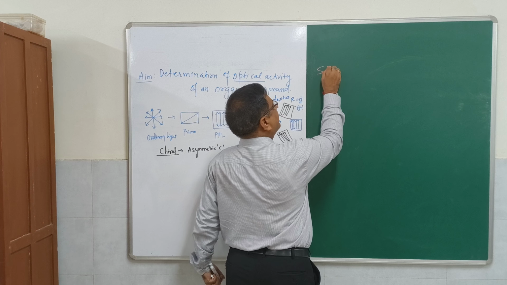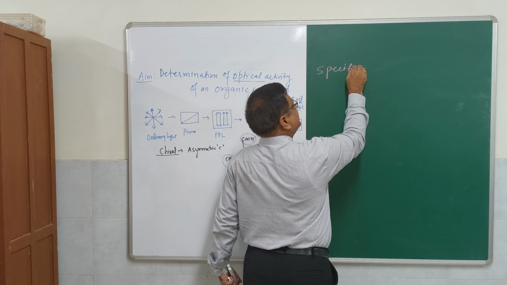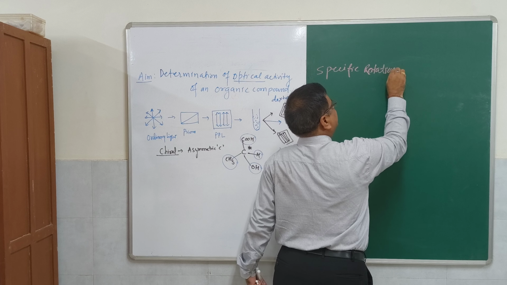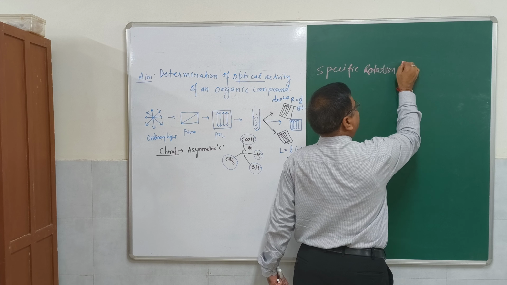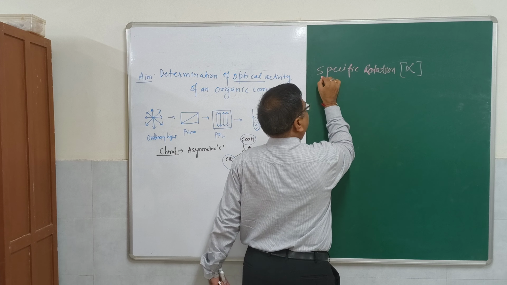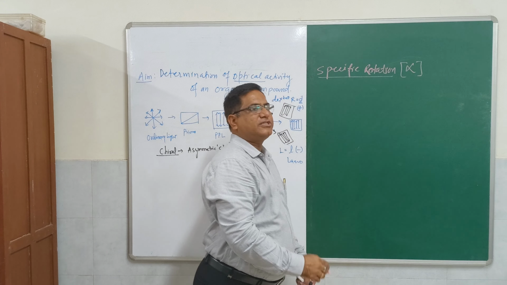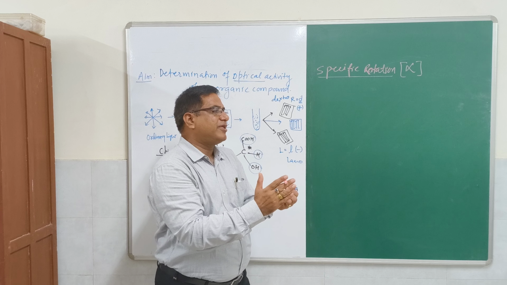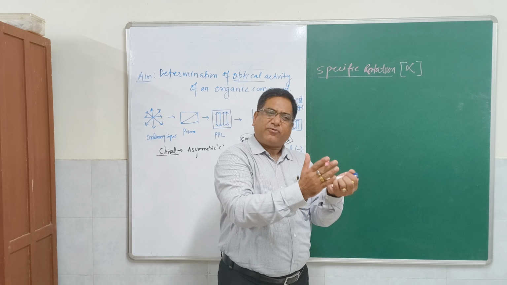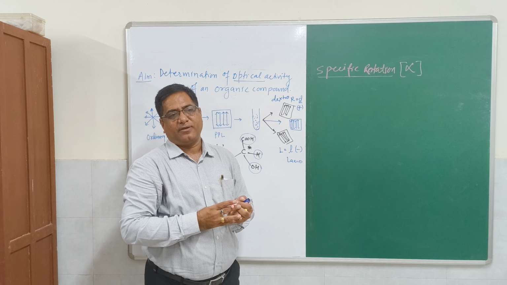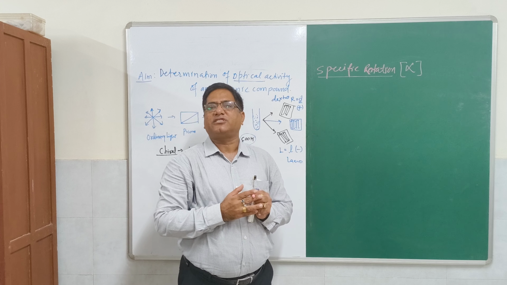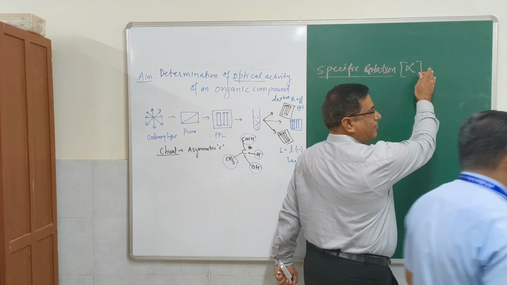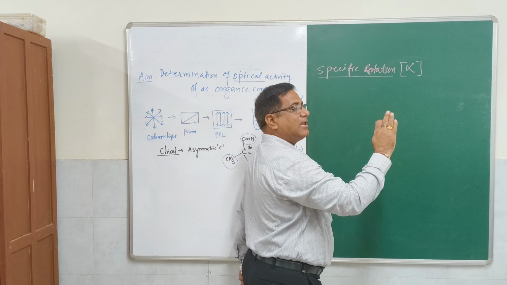They named it specific rotation, and this specific rotation is designated as alpha, or we can say it is the angle of rotation: how much angle they rotate. Every compound does not have the same angle of rotation. They have different angles because the structures are different and their stereochemistry is different. Therefore, we have to calculate this alpha. We can measure how much angle it rotates.